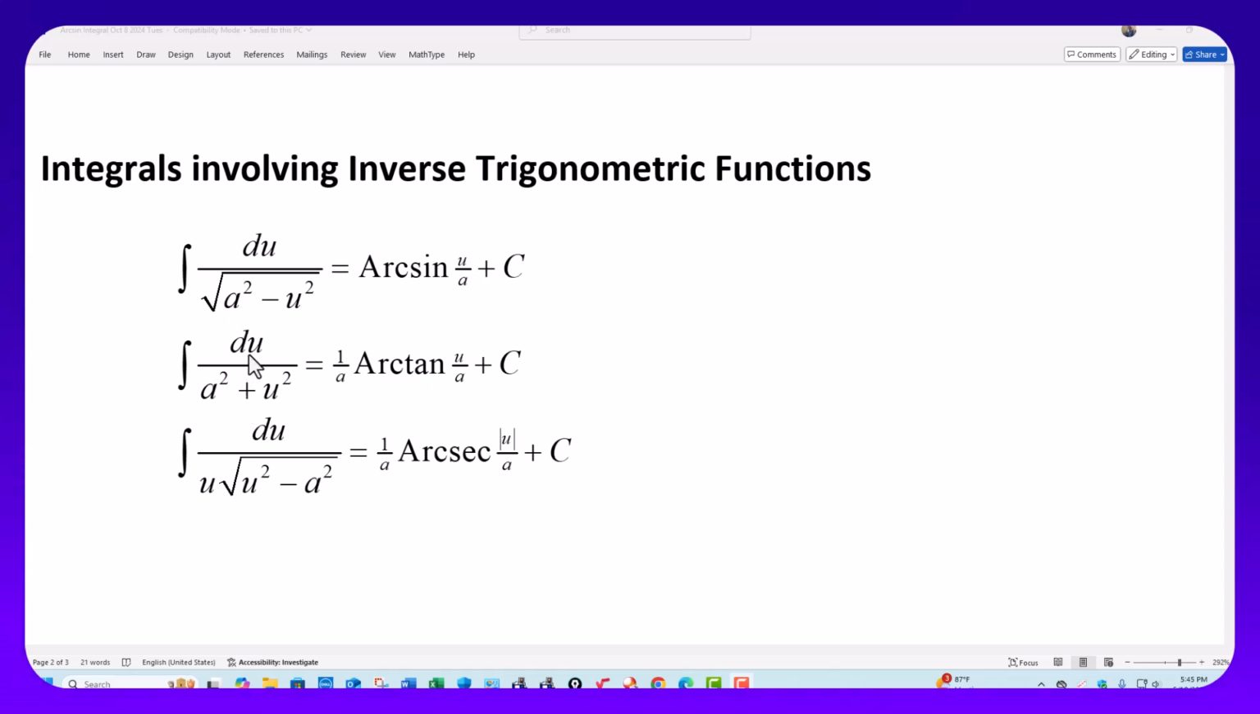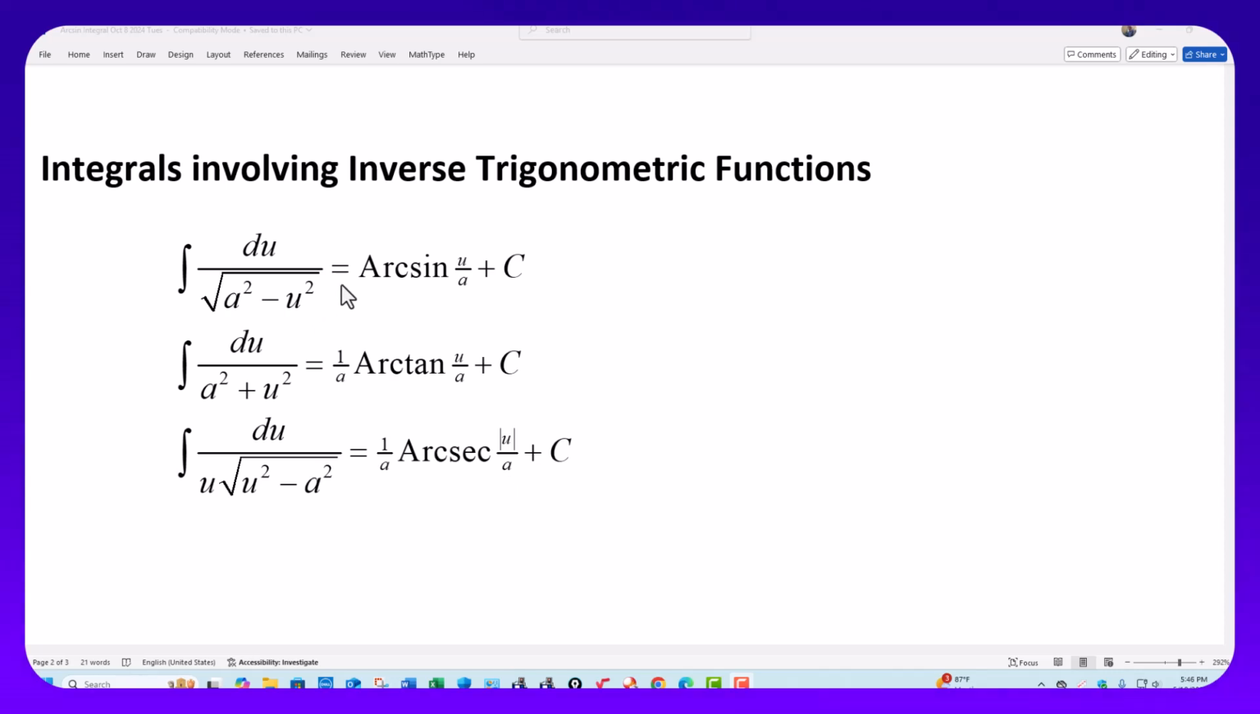If you have one in the form du over a squared plus u squared, that will be given by 1 over a, arctangent of u over a, plus the constant of integration. Now if it takes the form du over u square root of u squared minus a squared, that will result in the arcsecant. The actual answer for this form is 1 over a arcsecant of absolute u over a.